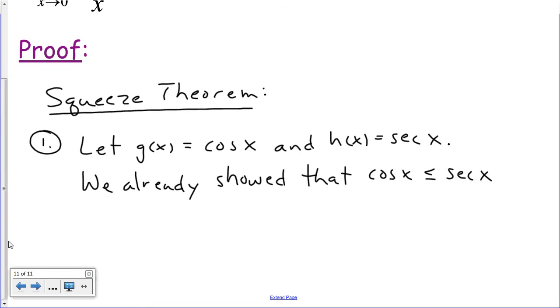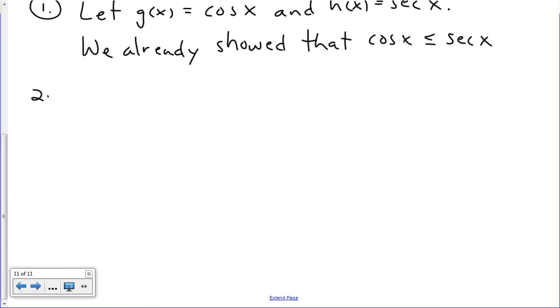All right, the second condition is about the limit. So the second condition is the limit as x goes to 0 of the cosine function. As x gets closer and closer to 0, cosine is crossing the y-axis up at 1. So the limit of that function is 1. Cosine of 0 is equal to 1.